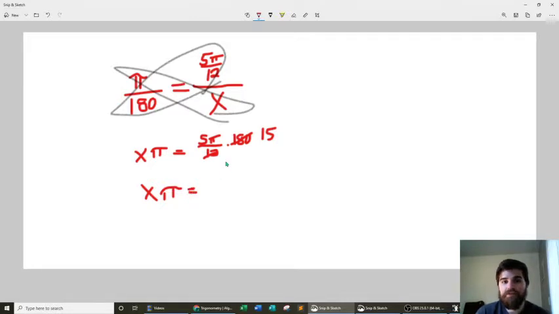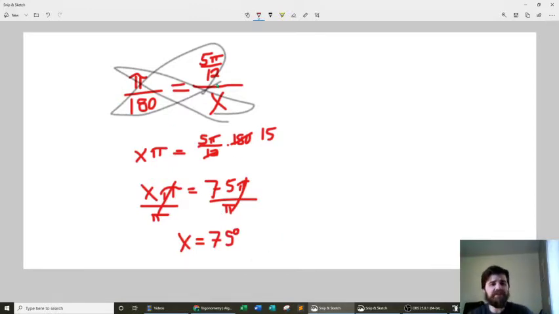So we've got 15, 30, 45, 60, 75 pi is equal to x times pi. So if we want x alone, we can just divide that pi out of the way. Both sides have a pi, so those are going to cancel out nicely. And we're left with x is equal to 75 degrees.